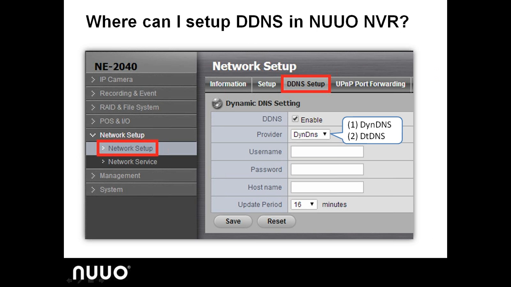And NUUO NVR supports DDNS, and you may find it in the network setup and the DDNS setup tab to enable dynamic domain name server function. And currently the NUUO NVR supports DynDNS and the DtDNS, these two providers. If you want to use the DDNS, please go to these two providers and register your account. Then key in your username, password, and the host name in this page. Then the NVR will sync the IP address and the domain name with these two providers.